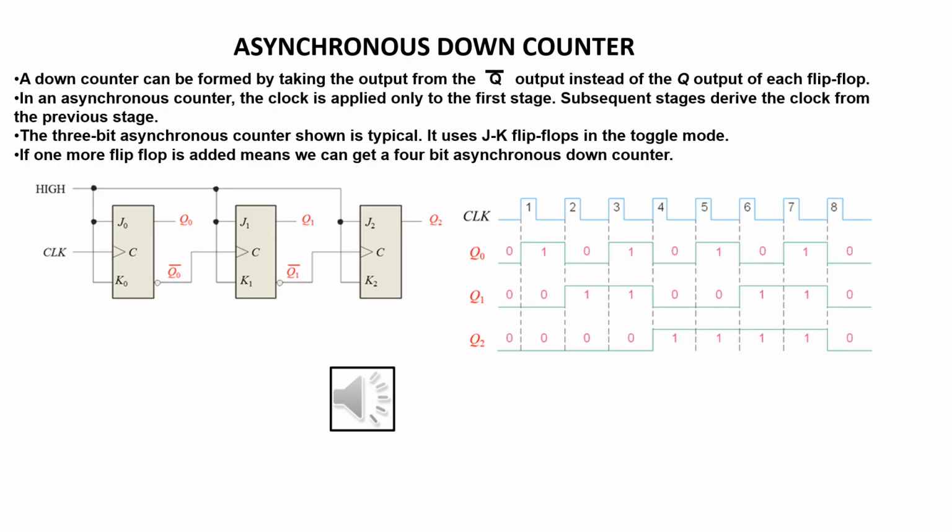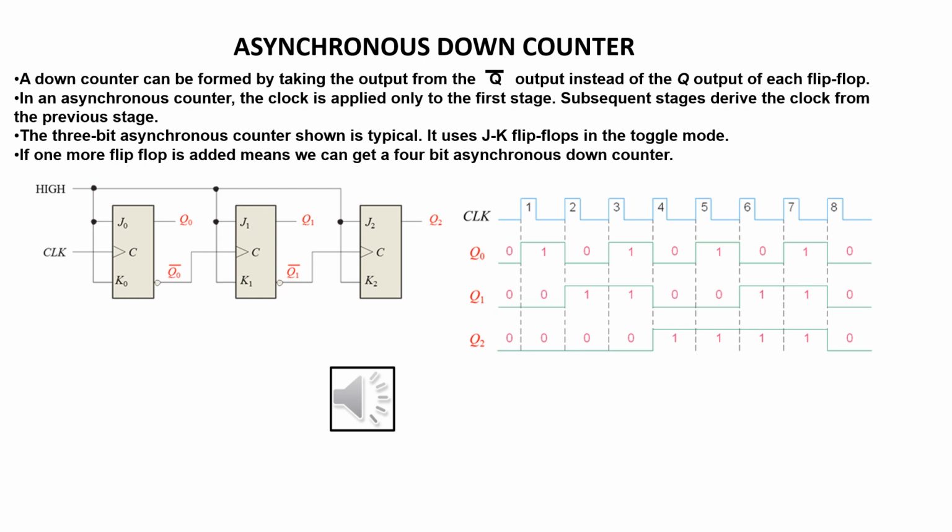Now we are going to see about the design of asynchronous down counter. A 3-bit asynchronous down counter is shown here. So we connected 3 JK flip-flops in the circuit. If we want to design a 4-bit asynchronous down counter, one more JK flip-flop should be connected in the circuit. So here the JK flip-flop is implemented in the toggle mode.